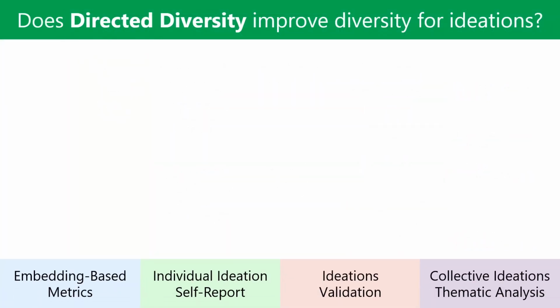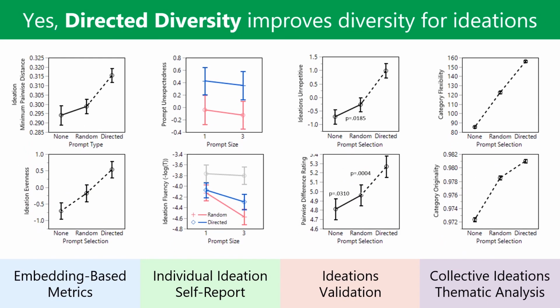So, back to our research question, does directed diversity improve diversity for ideating motivational messages? Yes, directed diversity increased the minimum pairwise distance between ideations compared to random and non-prompts. They are also most evenly spaced. Ideators rated its prompts as more unexpected. Validators rated its ideations as more unrepetitive and more different. And a semantic analysis found more original ideas from directed diversity.